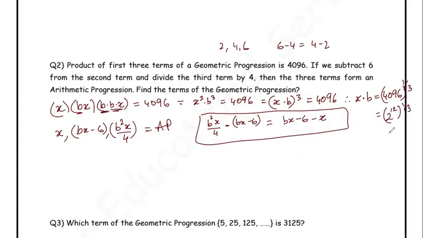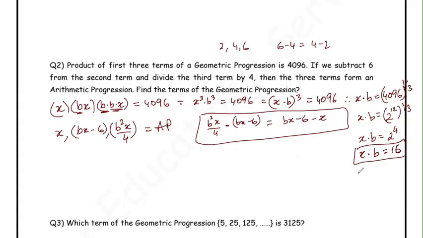So therefore, x into b is 2 to the power 4, because 12 by 3 is 4. We multiply 12 into 1/3. So that's exponents you got to know at your master's level. Okay. So x into b is equal to 16. So that's one thing we got.